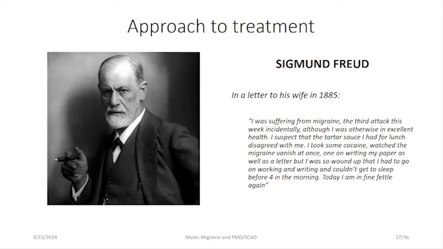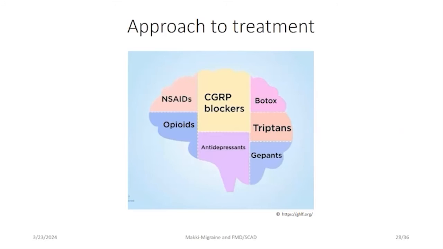Sigmund Freud had migraine. Look what he wrote his wife in a letter in 1885. He said he woke up with a migraine because he ate a bad tartar sauce. And how did he treat it? Cocaine, which was a common treatment. And guess why? Because it constricts the arteries. And actually, I looked at Dr. Wells' previous slides, and you've noticed, cocaine is one of the reasons for SCAD. So fortunately, we don't treat migraine that way anymore.